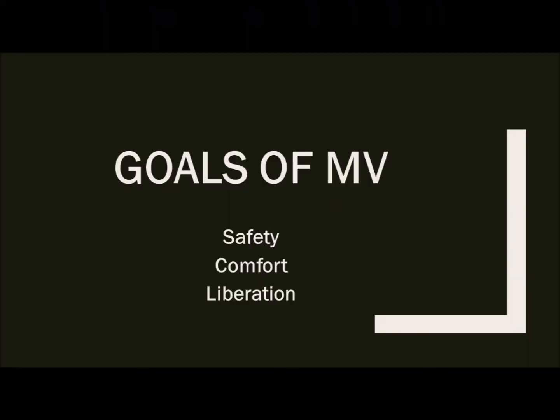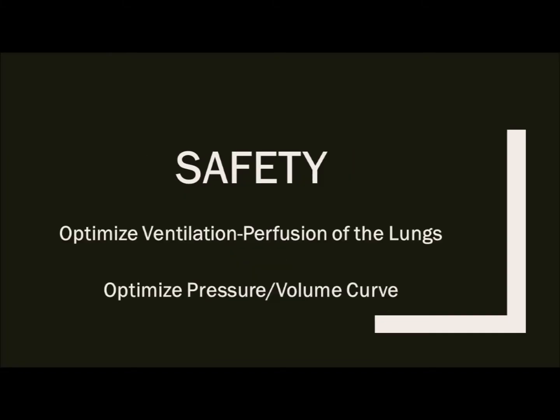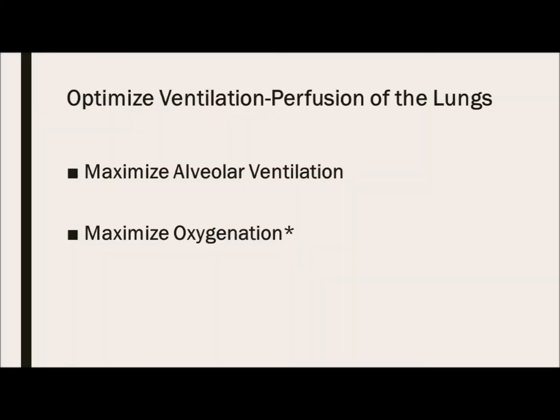Here are the 3 goals of mechanical ventilation. Let's look at each in more detail. First, safety. Within safety, there are 2 main objectives. One is to optimize the ventilation perfusion of the lungs, and second, to optimize the pressure volume curve. Optimizing the ventilation perfusion of the lungs, there are also 2 aims.